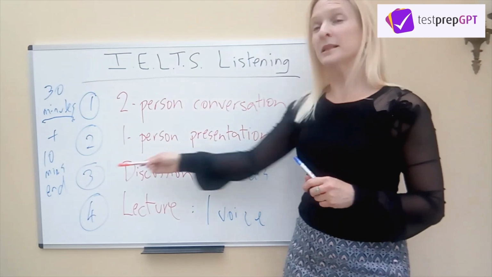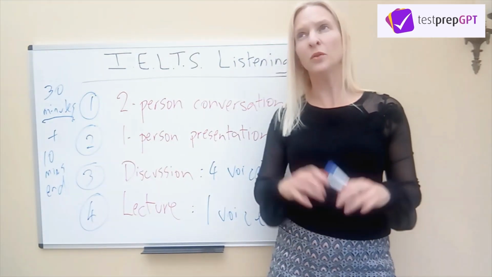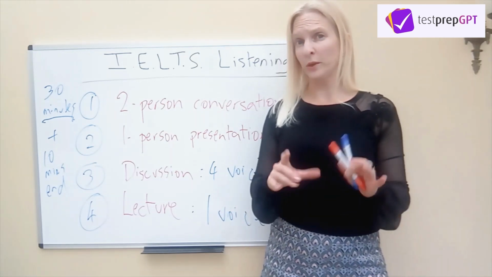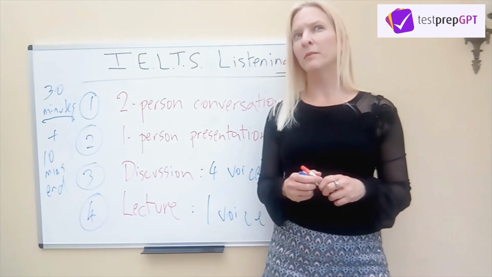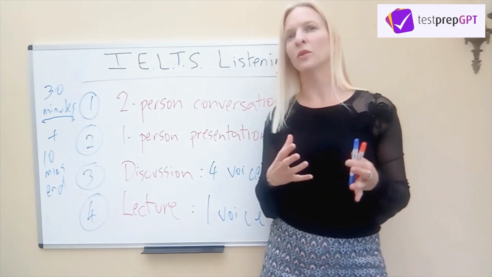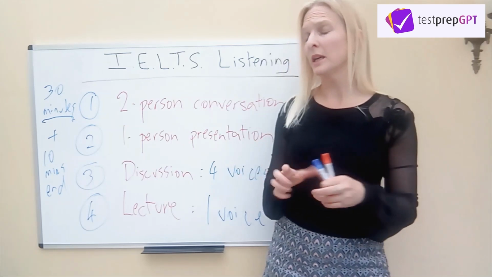And the second, section 2, is one person giving a presentation. It could be a description of a map, in which case you will have a visual, or it might be a description about times or brochures. So you may have a visual with this section, or you may not.